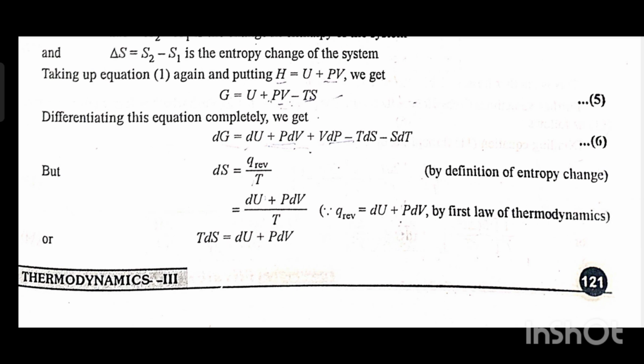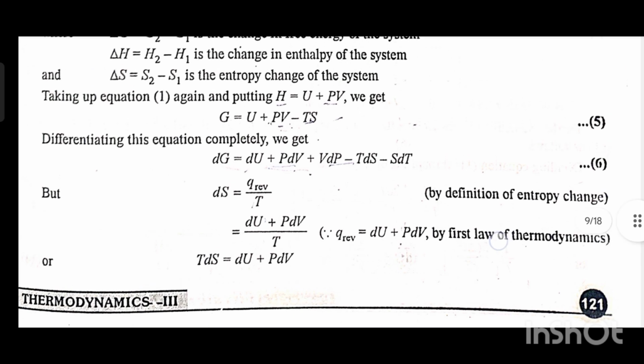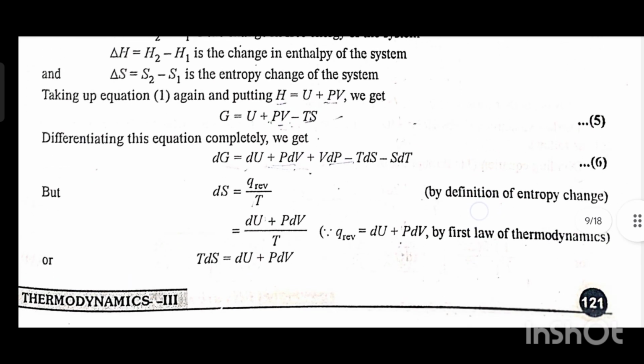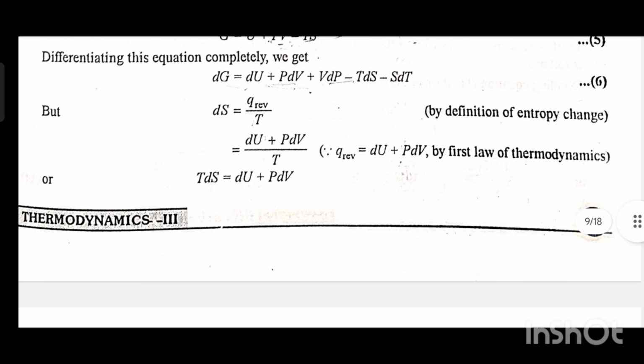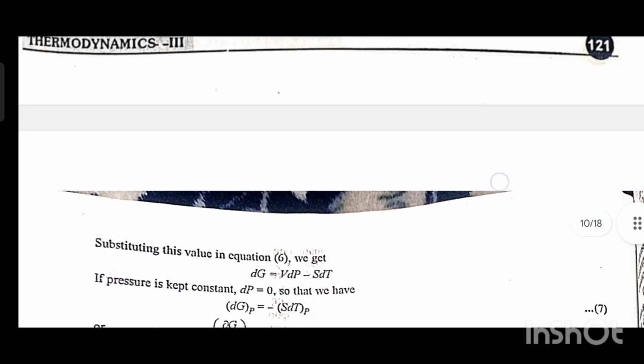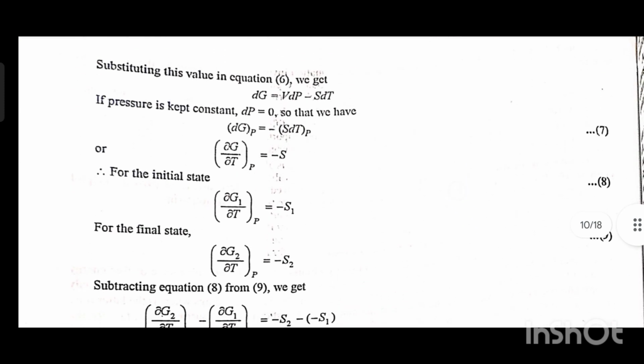Taking up equation 1 again and putting H = U + PV, we get G = U + PV - TS, that is equation 5. Differentiating this equation completely, we get dG = dU + PdV + VdP - TdS - SdT, that is equation 6. dS = Q reversible upon T by definition of entropy change = (dU + PdV) upon T, because Q reversible = dU + PdV by the first law of thermodynamics. TdS = dU + PdV. Substituting this value in equation 6, we get dG = VdP - SdT.